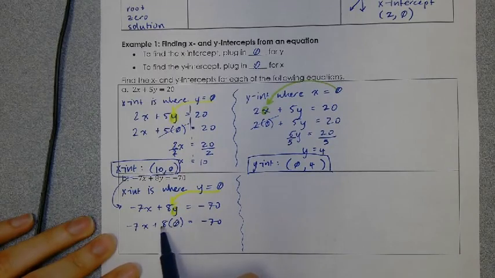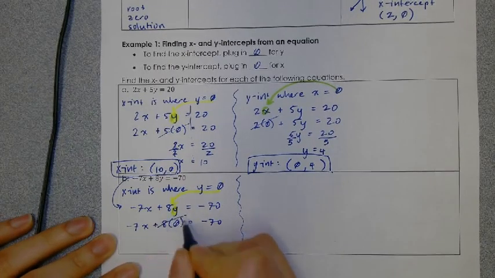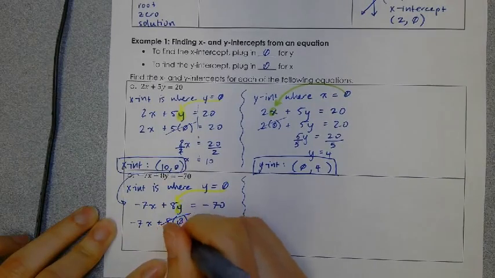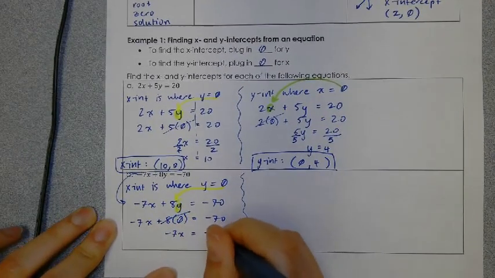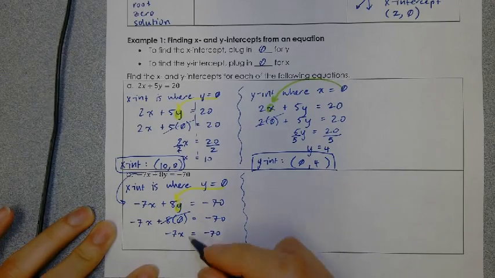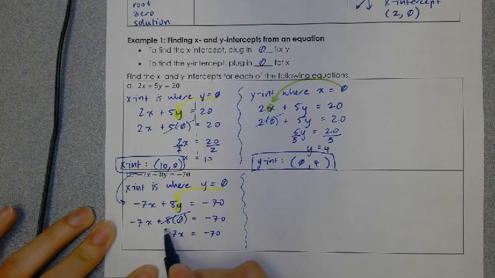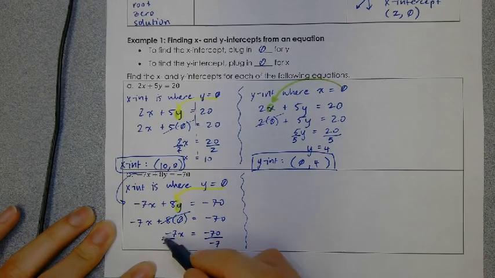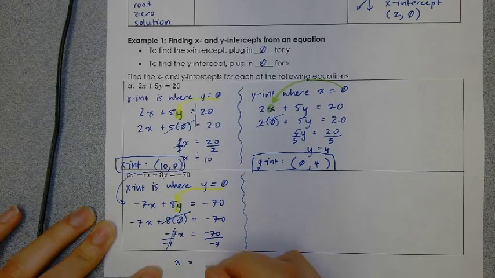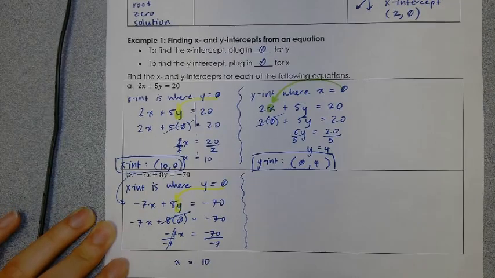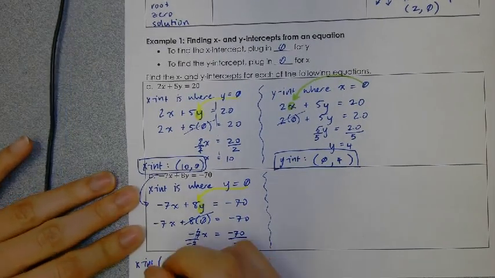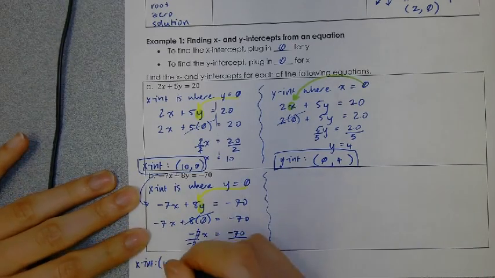Once again, if I'm multiplying something by 0, I get nothing. That term eliminates. If this term is eliminated, I have only negative 7x on the left and negative 70 on the right. I'm almost finished. I want to eliminate this coefficient, so I need to divide. I'll do the same on both sides. Divide by negative 7, divide by negative 7. I get 1x is equal to positive 10. So what does this mean? This means my x-intercept is the point where x is equal to 10 and y is equal to 0.